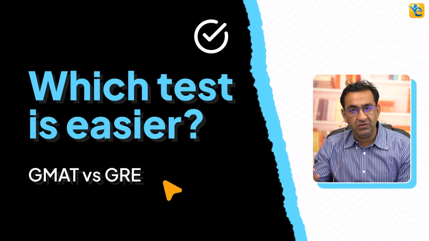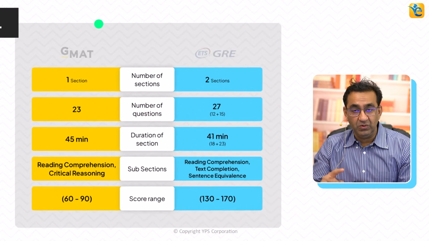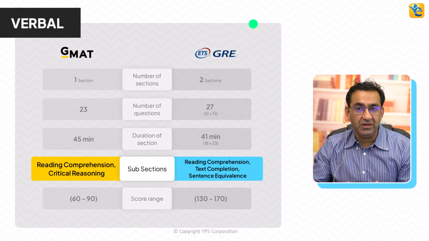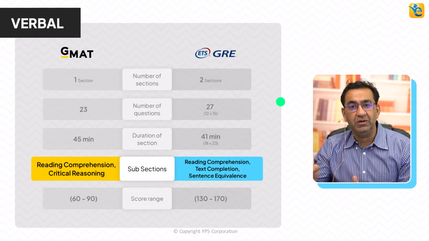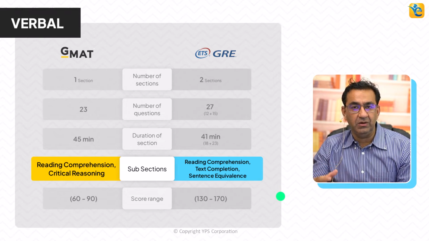Now let's discuss which test might be easier for you. And this depends on your strengths as well as your weaknesses. Let's start with the verbal section. On the verbal section, the GMAT focuses more on critical reasoning and reading skills, whereas the GRE places a greater emphasis on vocabulary through text completion and sentence equivalence questions, and on reading comprehension.